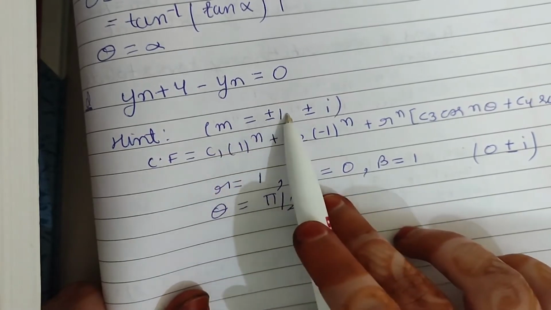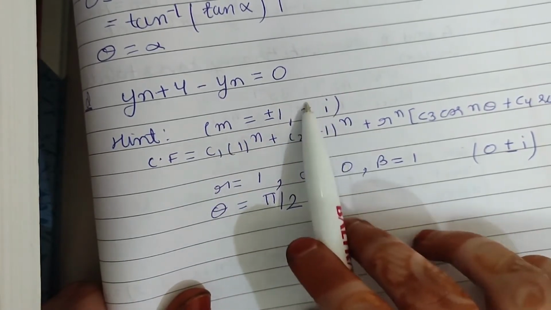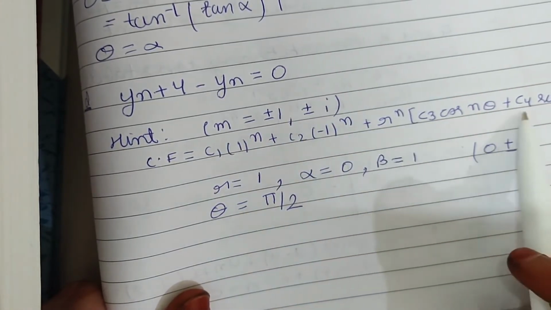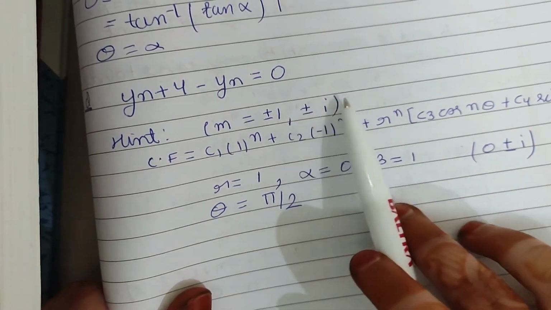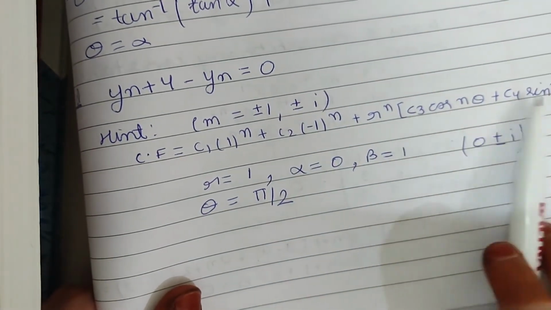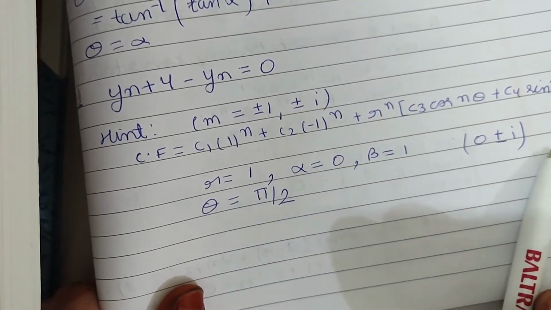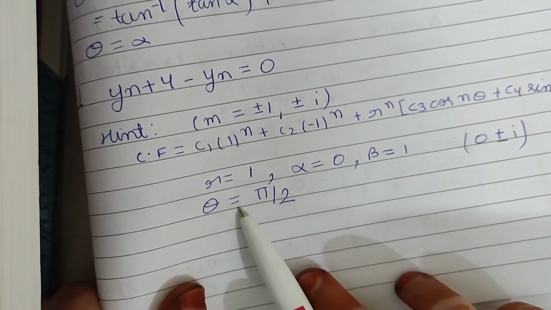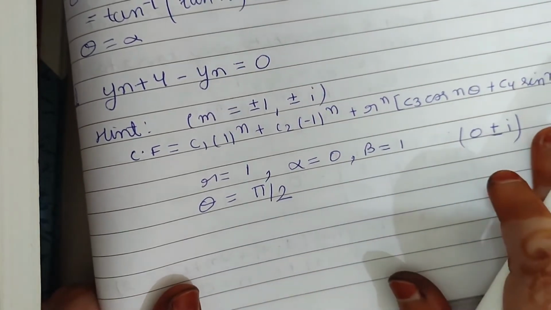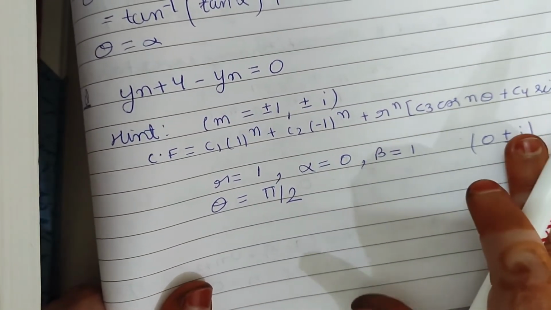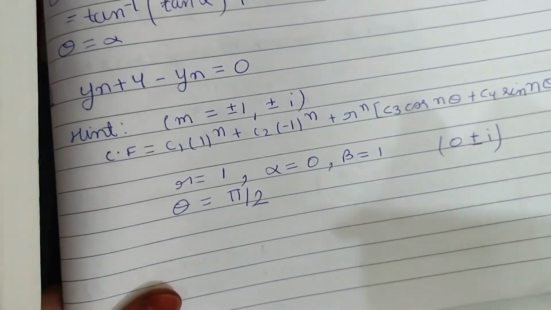CF should be, for plus or minus 1, you know how to write, and for plus or minus i you write this. Here consider this as 0 plus or minus i and write this. So now find r, you should get 1, alpha is 0, beta is 1, and theta is pi by 2. So just try to find all this and see if you get the same answer or not.